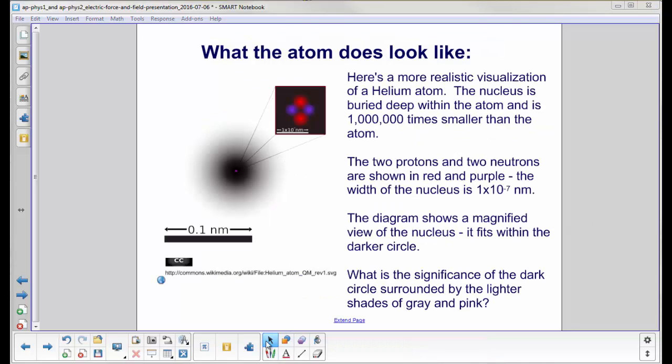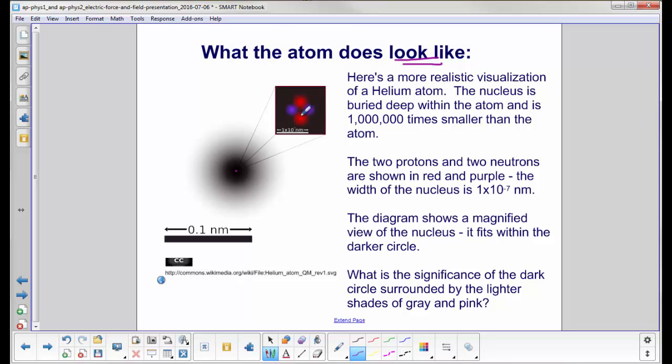Here is a more realistic visualization of a helium atom. Now, I say here's what the atom looks like, but in reality, we can't see an atom. There's many reasons for that. Its tiny size, the wavelength of light, etc., but you can't see it. You can't take a picture of it. So we do visualizations, and we try to make them accurately portray what's going on.